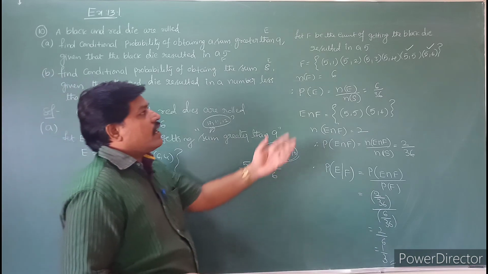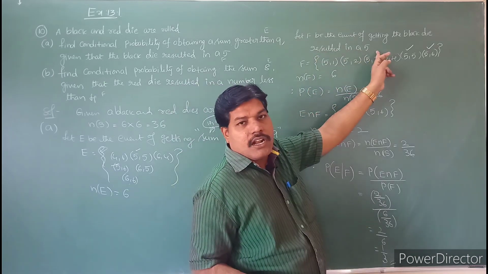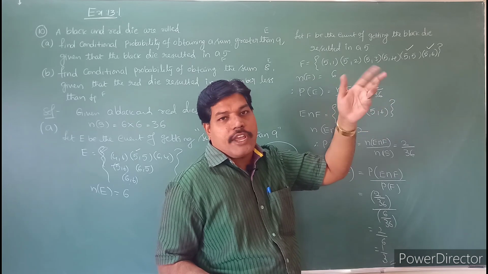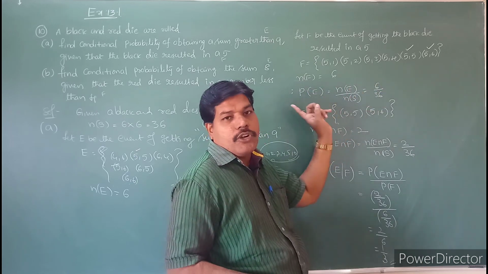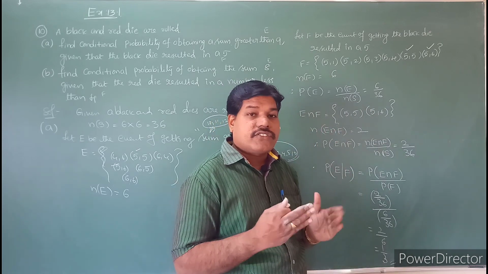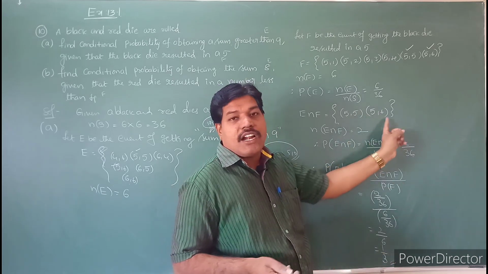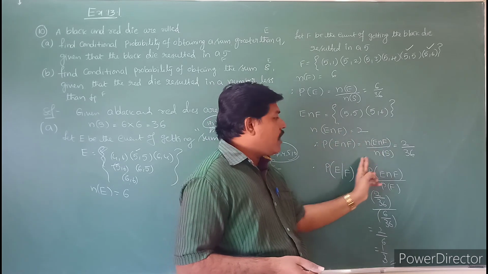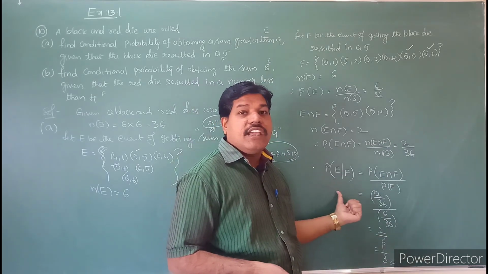Next I am taking F to be the event of getting 5 on the black die. That is, the first die shows the 5. How many outcomes? The second die can show any number, so it gives 6 outcomes. So n of F is equal to 6. The probability is n of F by n of S. Similarly, what is E intersection F? In the first die you have to get a 5 and the sum has to be more than 9. That is 5 comma 5 and 5 comma 6. So n of E intersection F is 2. Then the probability of E intersection F becomes 2 by 36. After getting this, what is the problem asking? You have to calculate the probability of E given F.